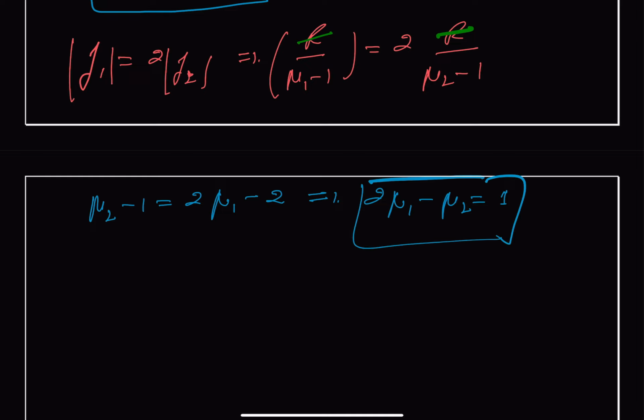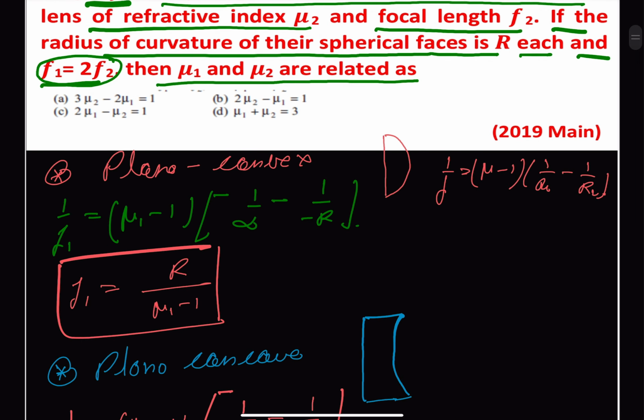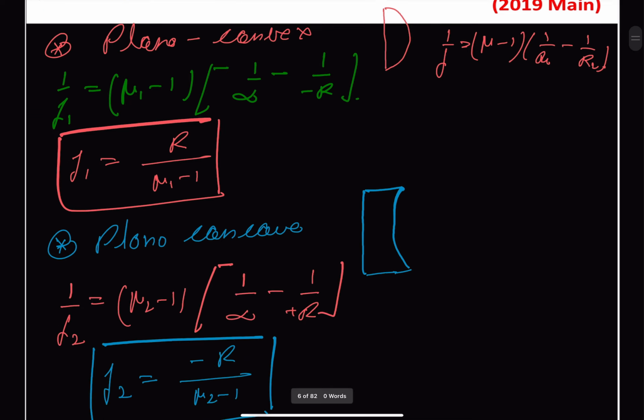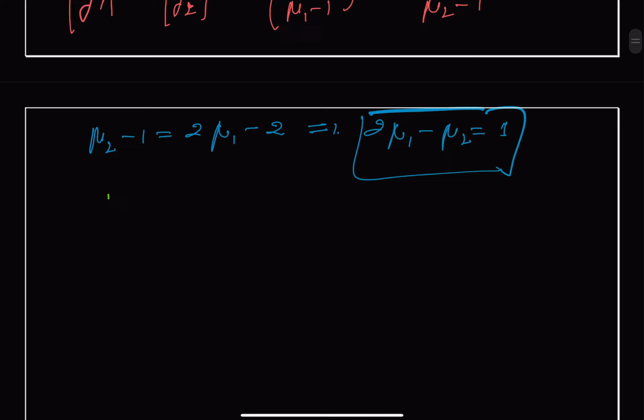So this is a relationship between mu1 and mu2. And we have this as 2 mu1 minus mu2 is equal to 1. So option number C is the correct one. Option C is correct. So we come to the next question.